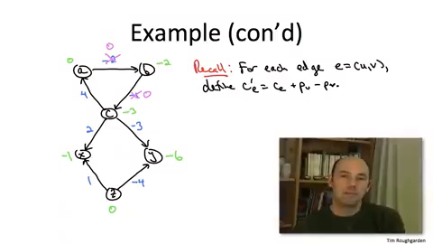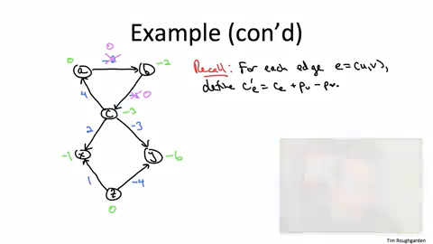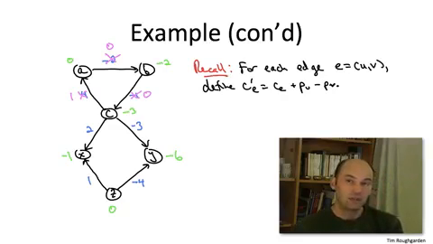For the arc C, comma A, we take the original length 4, we add minus 3, and we subtract 0. So the arc C, comma A has a strictly positive shifted length. It's now 1. If we look at the arc C, comma X, we take the original length 2, we add minus 3, and we subtract minus 1. So that again all cancels out, and C, comma X has a new cost of 0.